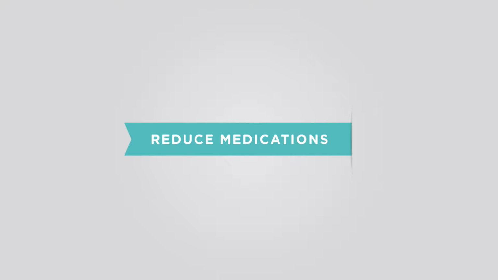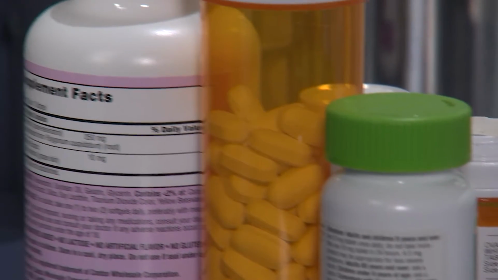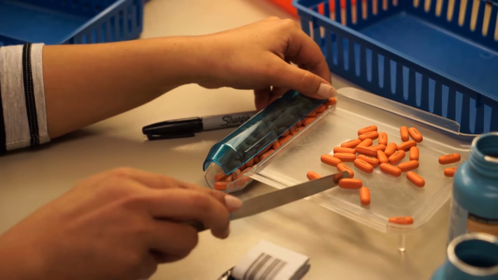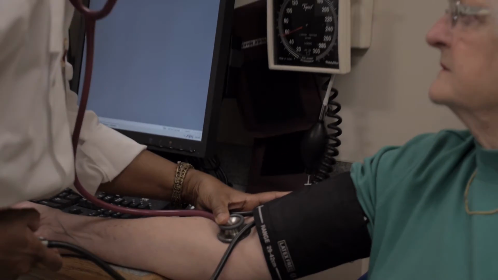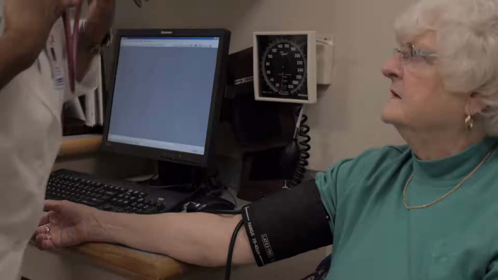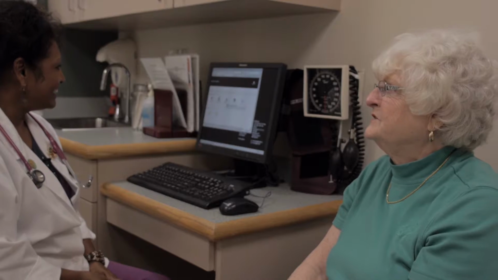Reduce medications. Finally, for any needed medication, periodically consider reducing the dose to find the lowest effective dosage. Dosage reduction is important because, as patients age, pharmacokinetics and pharmacodynamics can change. For example, an 85-year-old taking antihypertensive medication for decades may now be experiencing orthostatic hypotension and need a lower dose.